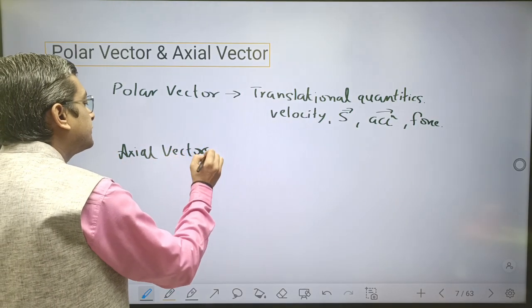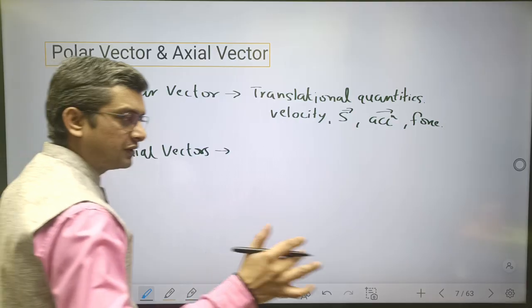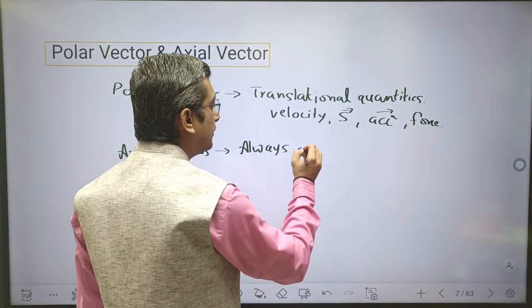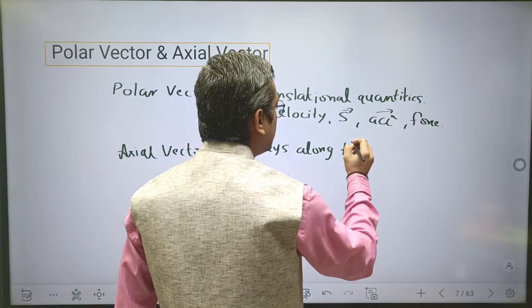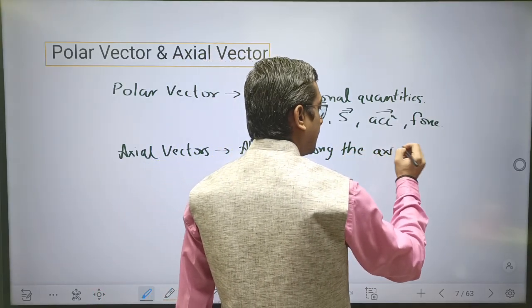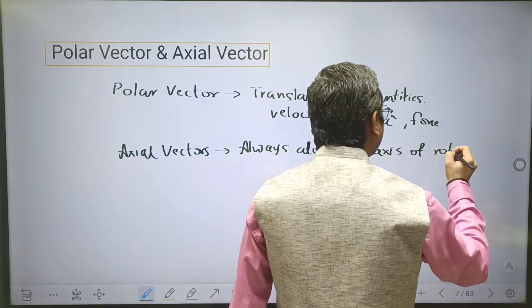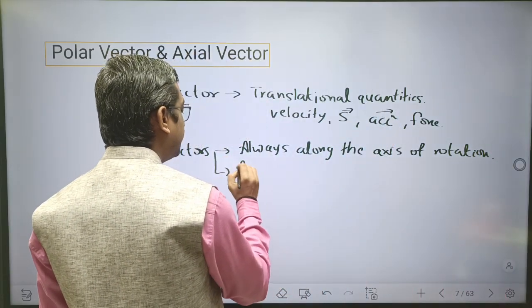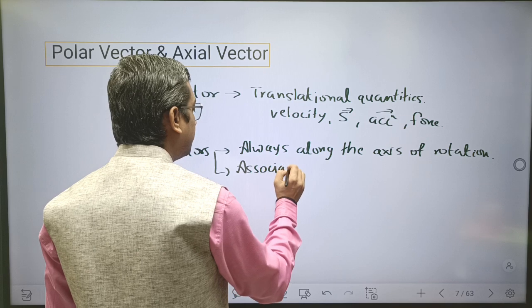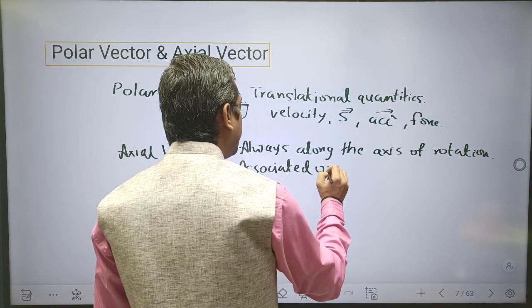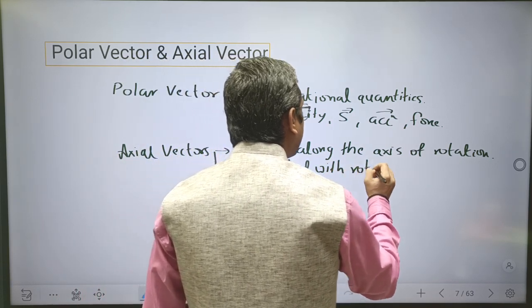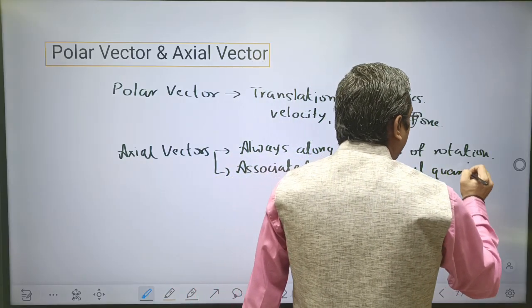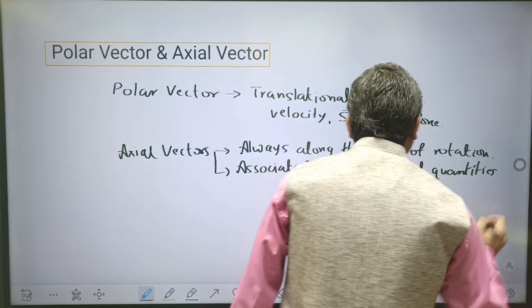Axial vectors, as the name suggests, are always along the axis of rotation. So these are associated with rotational quantities. And what are the rotational quantities? That is torque, angular velocity, angular momentum.